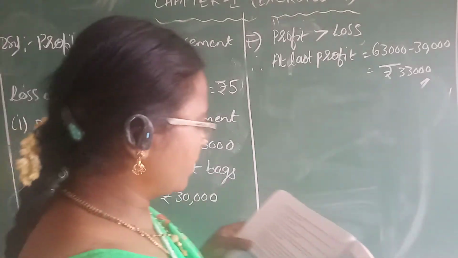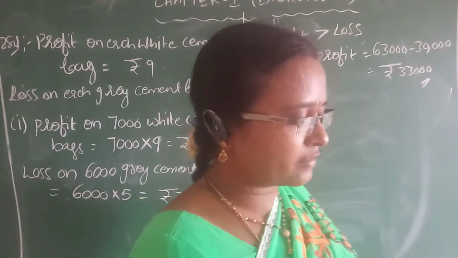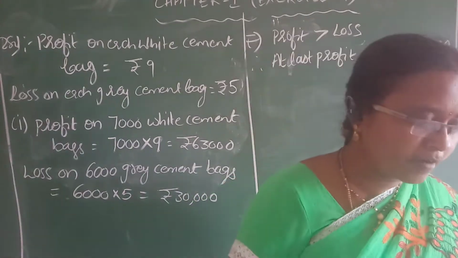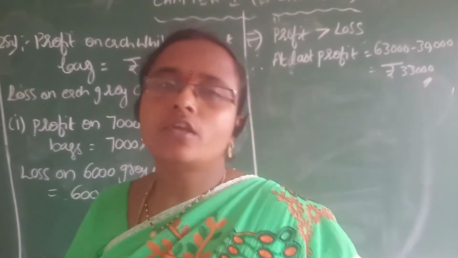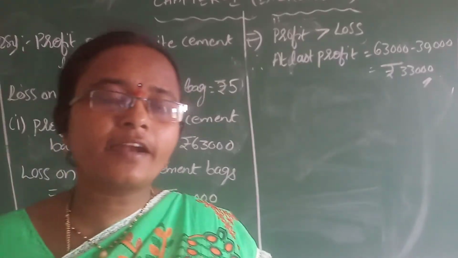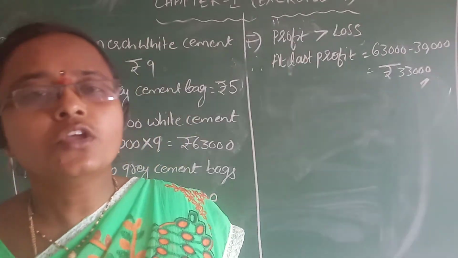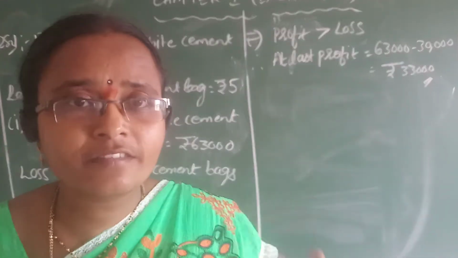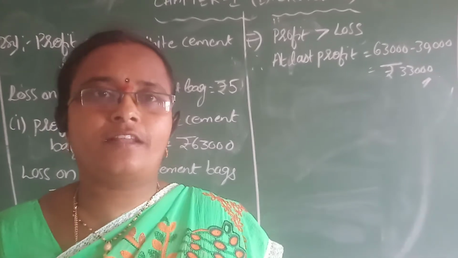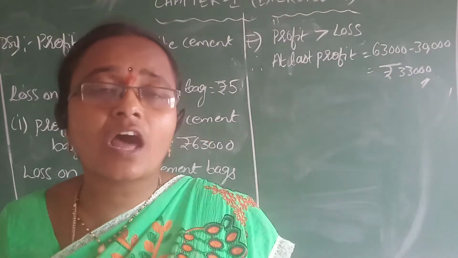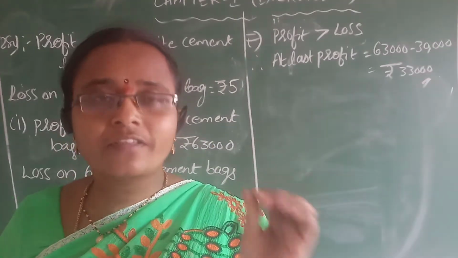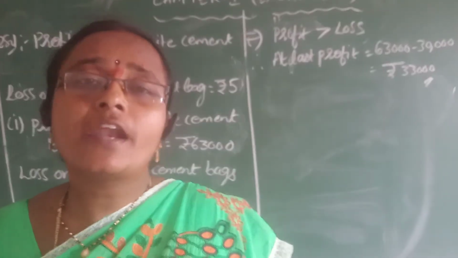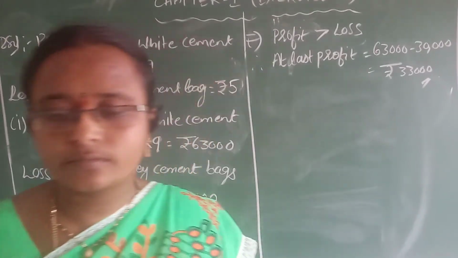Now, for the second one, what is the number of white cement bags it must sell to have neither profit nor loss if the number of grey bags sold is 5,400. So, in the second question they are not selling the white cement bags. Only they are selling the grey cement bags. As they are selling the grey cement bags, they are getting a loss itself. So, in order to cover that loss, they want to sell some white cement bags. How many white cement bags they have to sell in order to cover that loss, we shall see now here.